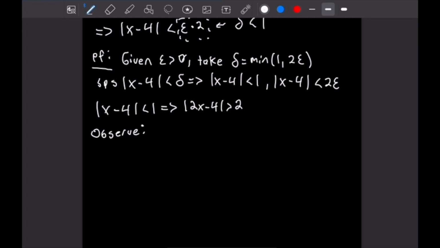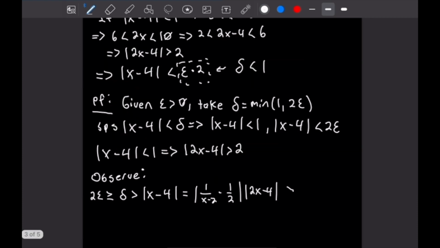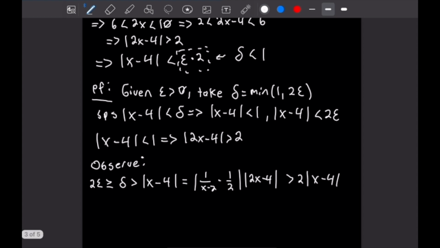So we want to observe the following. We have that 2 epsilon is greater than or equal to delta, as delta is the minimum, so it could be equal to it or it could be less than it. And we know that the absolute value of x minus 4 is strictly less than delta, which we have supposed above. And we also know from our prior calculation that the absolute value of x minus 4 is equal to 1 over x minus 2 minus 1/2 times the absolute value of 2x minus 4, which is strictly greater than 2 times the absolute value of x minus 4. And we can see that that then implies that the absolute value of x minus 4 is strictly less than epsilon, which completes our proof.